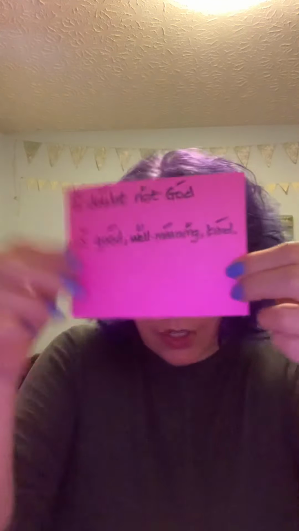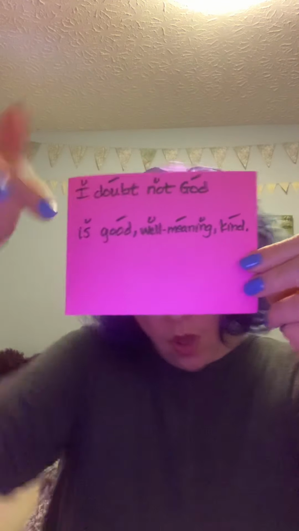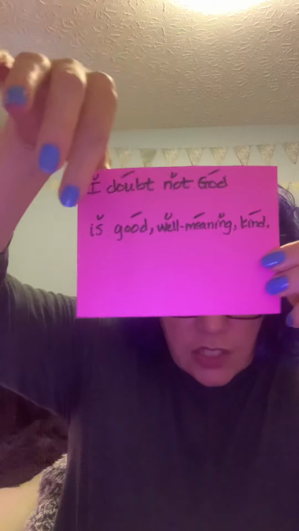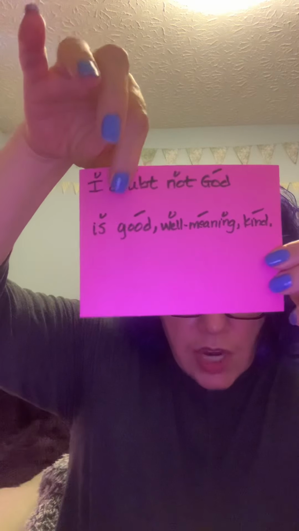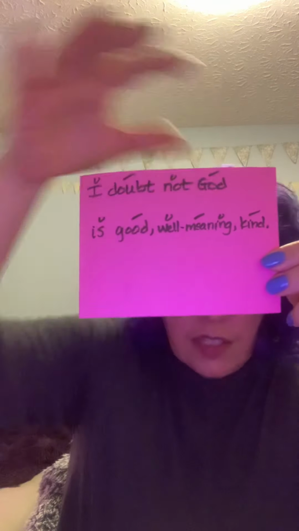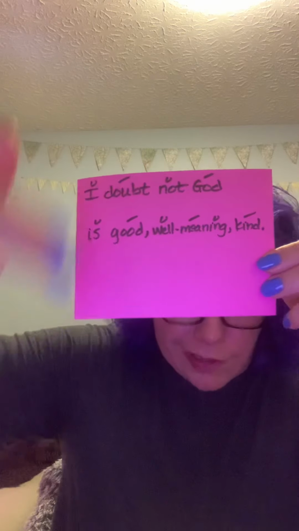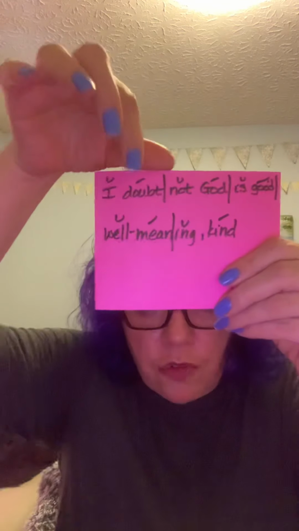But here you have all of them marked. Each of these is unstressed followed by stressed, unstressed followed by stressed. This is one line even though it's written on two lines, they just don't all fit on the card. If you separate that into the feet, you can see there are five metrical feet.